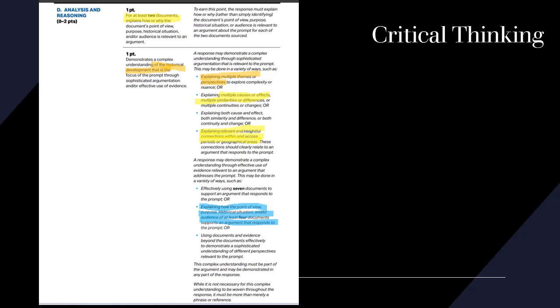If you use 4 documents extremely well, then you can end up with a 7 very, very easily. So it's one of the reasons why we do it the way that we do, because it allows us to have a different avenue to get to that point. The other way, the second best way, is this last one, using documents and evidence beyond them to effectively demonstrate it.